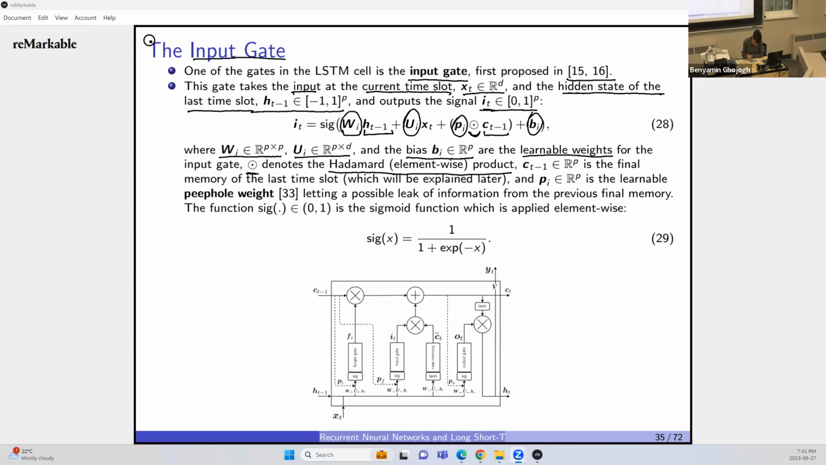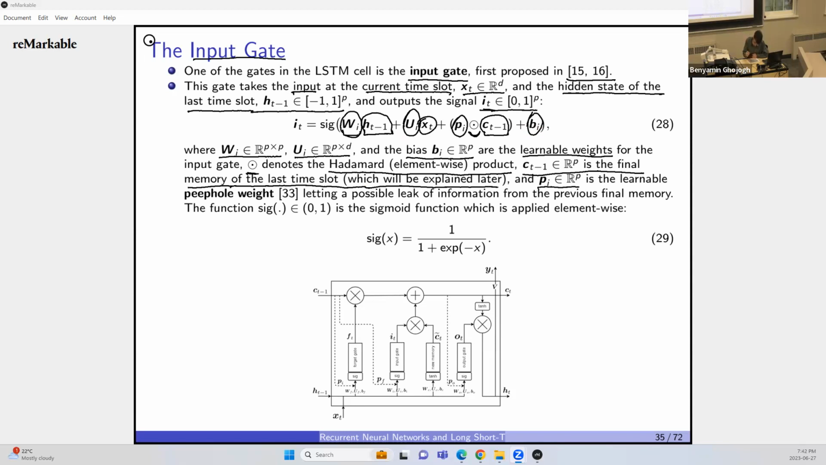Okay. So here we have h_{t-1} multiplied by W_i, x_t multiplied by U_i, c_{t-1} from the previous cell times p_i, which is learnable, and also some bias, b_i. As you see, it's very similar to the idea of RNN. RNN had a very similar equation, right? And by the way, c_{t-1} is the final memory of the previous time step, which will be explained later, okay?